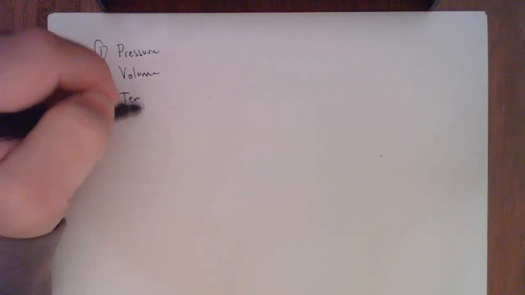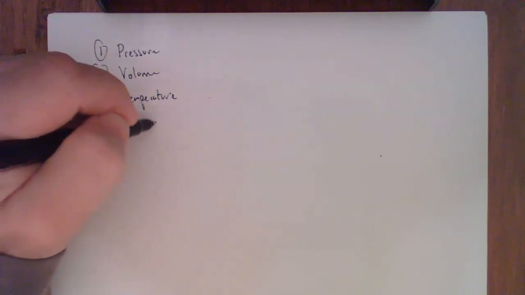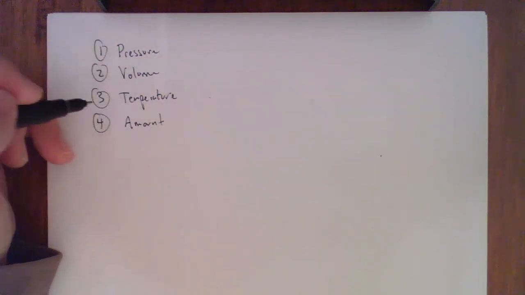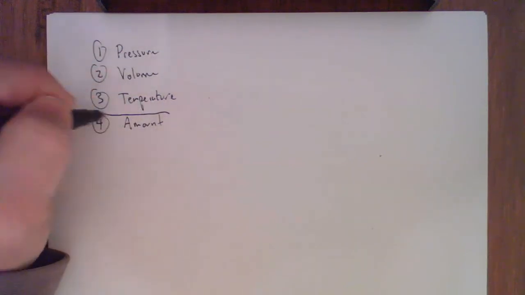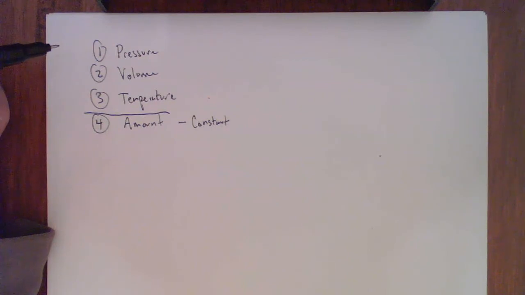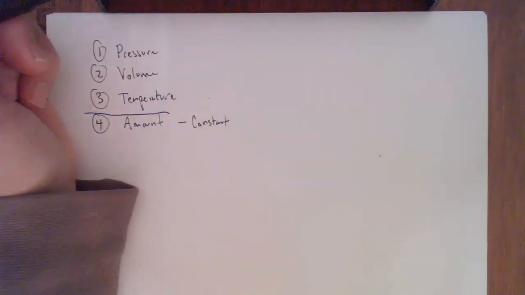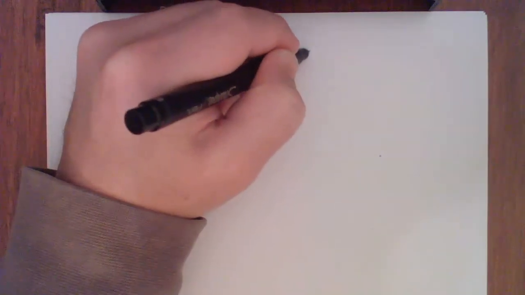Okay, so again, we've got pressure, we've got volume, we've got temperature, and we've got amount. These are our 4 quantities that we like to look at. Now what we're going to do is hold the amount constant. So in other words, this is going to be a constant in all of the situations we're going to talk about right now. So what happens when pressure, let's do pressure versus volume.